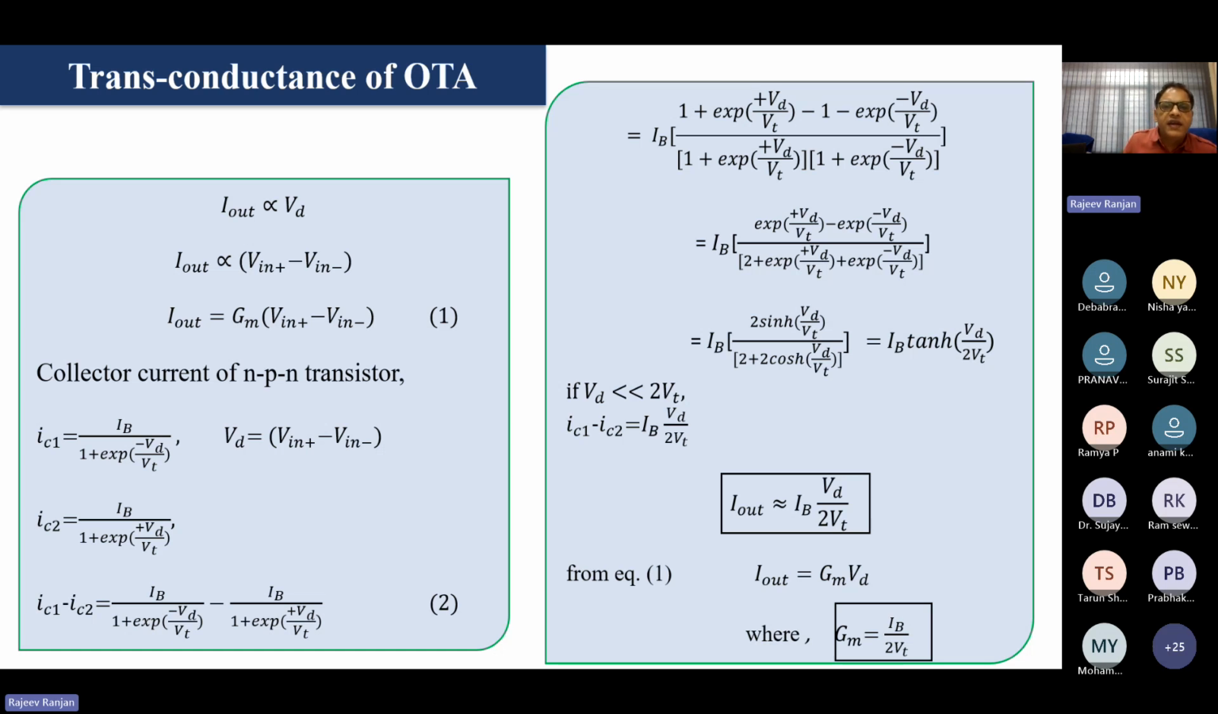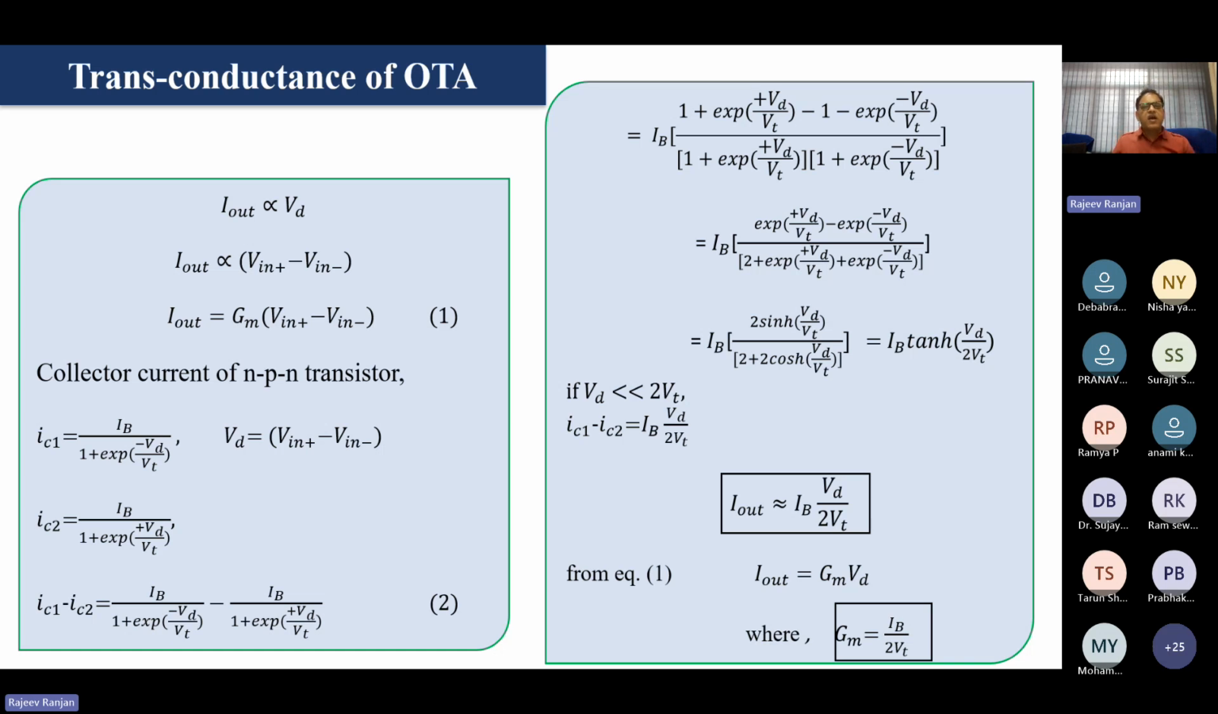Now if VD is far less than 2VT, this is the condition for linearity of the device, or linearity of the operational transconductance amplifier. So IC1 minus IC2 equal to IB into VD upon 2VT. So approximately I out equal to IB into VD upon 2VT. So from this equation 1, I out equal to GM into VD, where GM equal to IB upon 2VT, which I talked about in the previous lectures. So this was the GM.